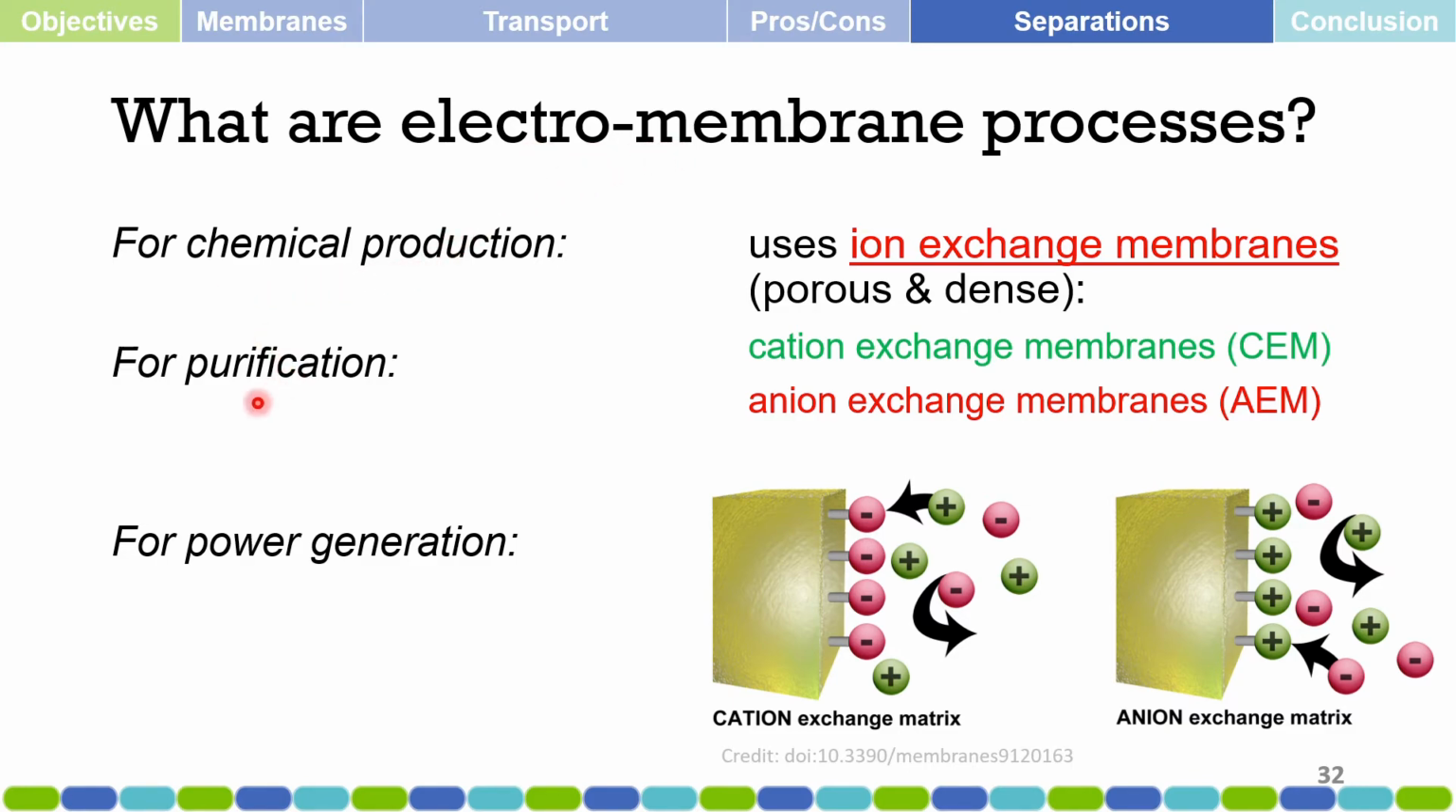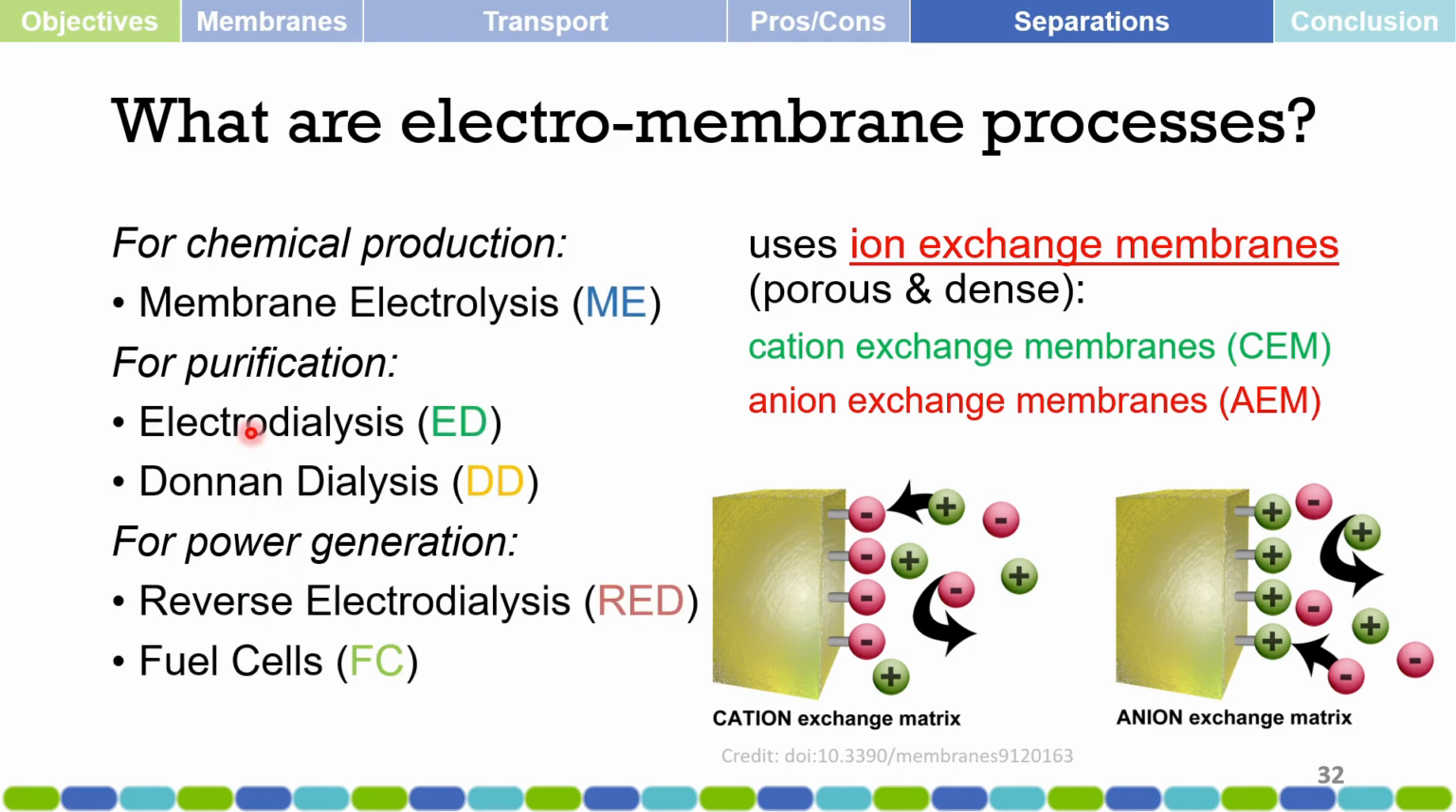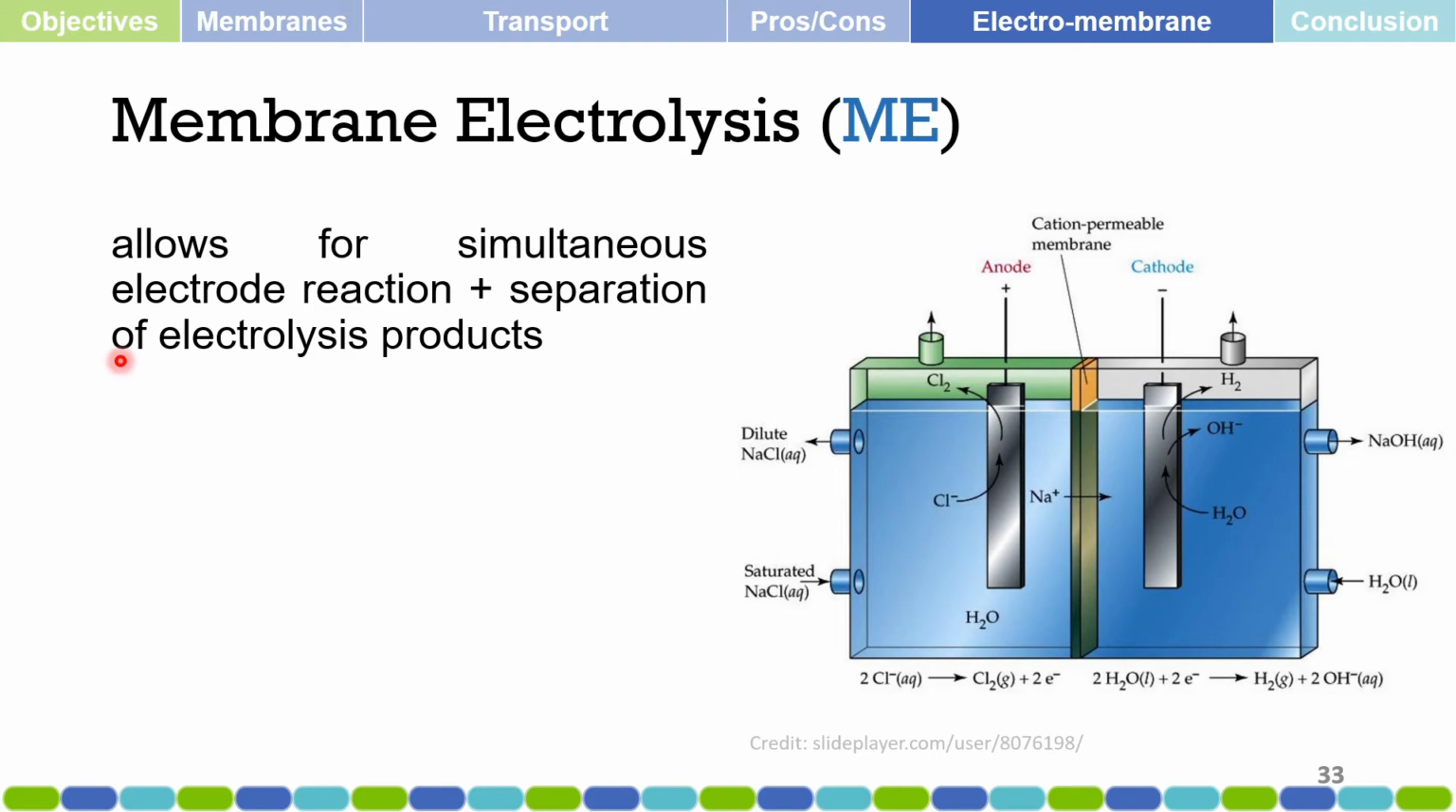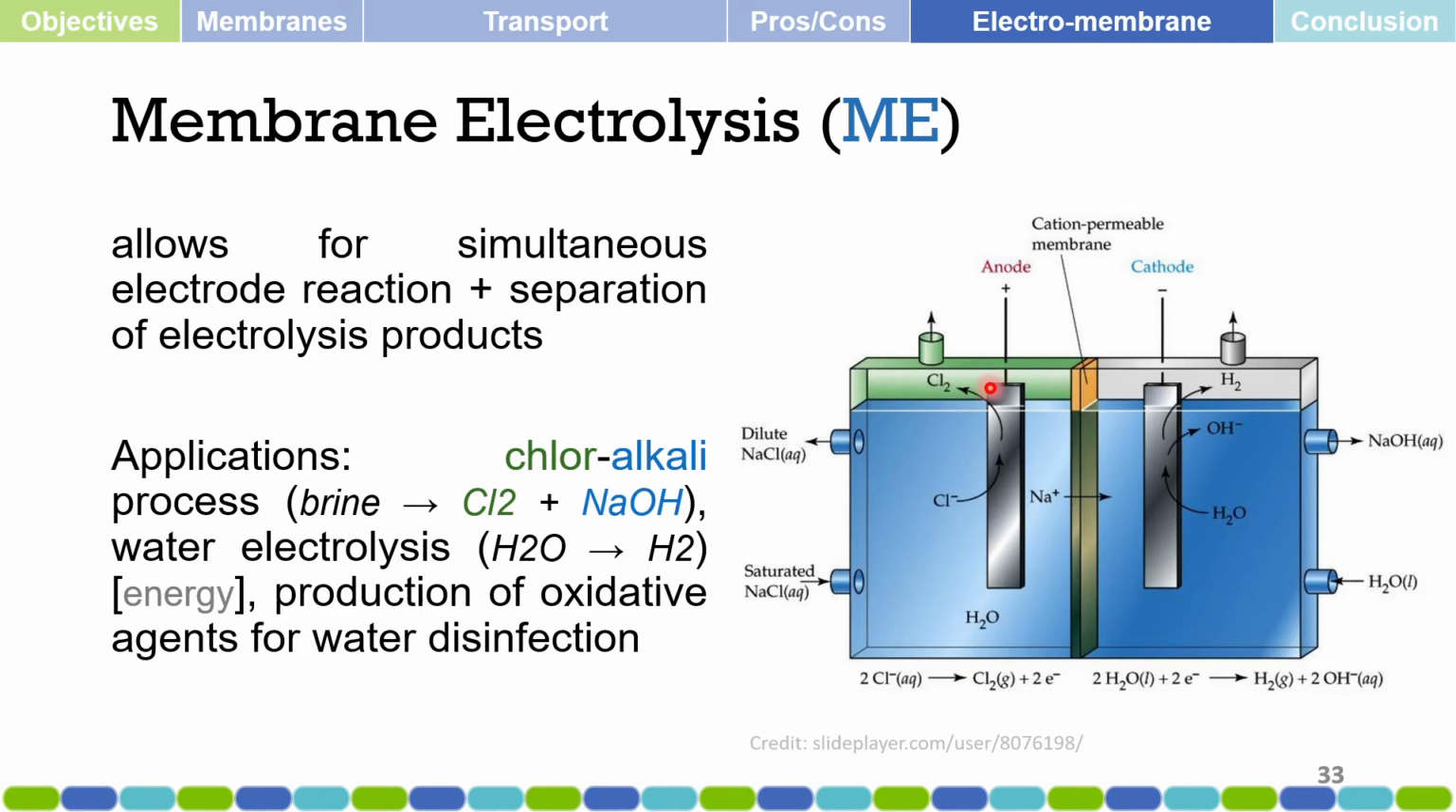So electromembrane processes are currently employed for chemical production, purification, and power generation processes. So for chemical production process, there is membrane electrolysis. For purification processes, it will be the dialysis processes. And for power generation aspect, it will be the use of fuel cells and the reverse electrodialysis process. For the membrane electrolysis process, it allows for the simultaneous electrode reaction and the separation of the electrolysis product. So it's a combined process. So you perform an electrolytic reaction and the products of these electrolytic reactions are again separated at once. So it enables you to have two product streams from your feed stream.